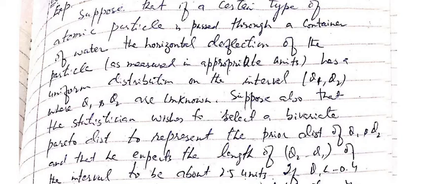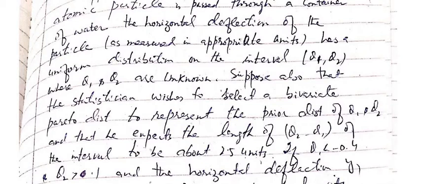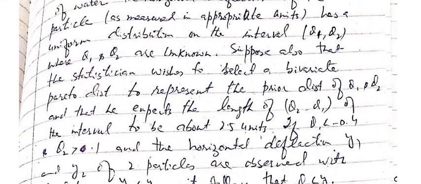Suppose that a certain type of atomic particles is passed through a container of water. The horizontal deflection of the particle as measured in appropriate units has a uniform distribution on the interval θ1 and θ2, where θ1 and θ2 are unknown. Suppose also that the statistician wishes to select a bivariate Pareto distribution to represent the prior distribution of θ1 and θ2, and that he expects that the length of θ2 minus θ1 of the interval to be about 2.5 units.